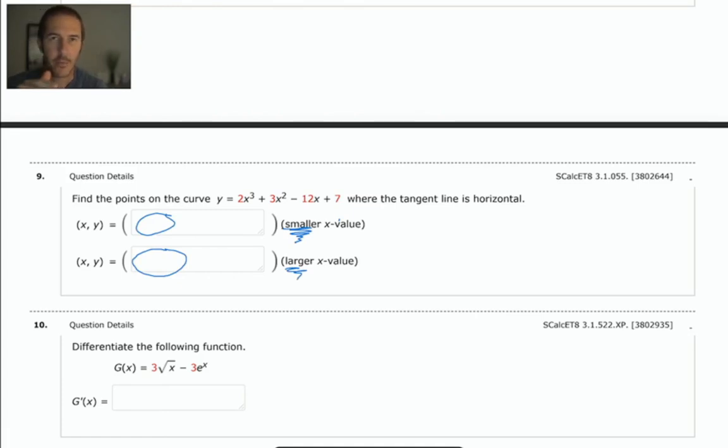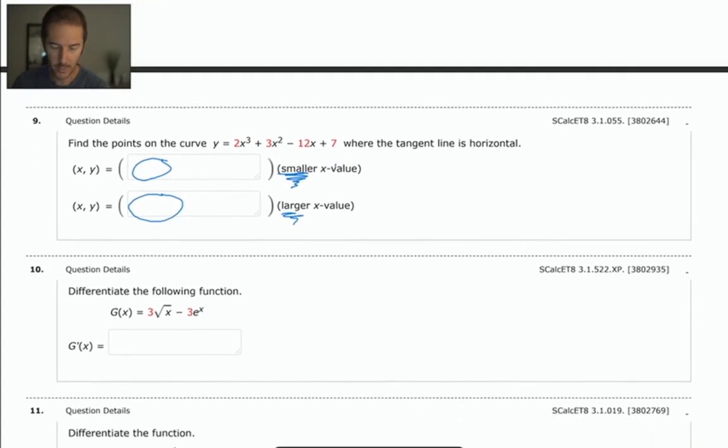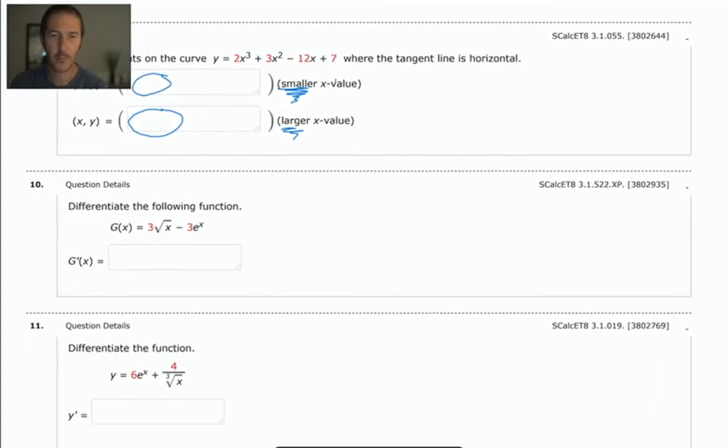But we're being asked for points on the curve. You got the x values of the points on the curve where there is a horizontal tangent line. You now need the y coordinates of those points on the curve. So you'll need to take your x values, once you found them from using the derivative and setting it equal to 0, and plug them back into the original function in order to find the y coordinates. Remember, your original function outputs y values. Your derivative outputs slopes of tangent lines, or rates of change.